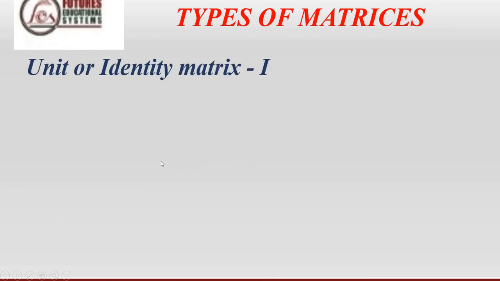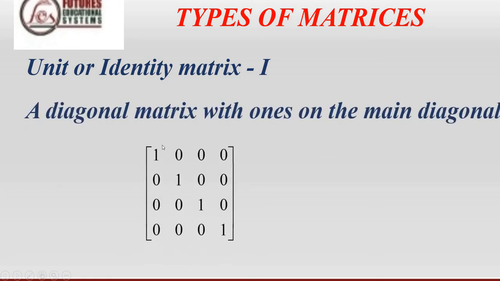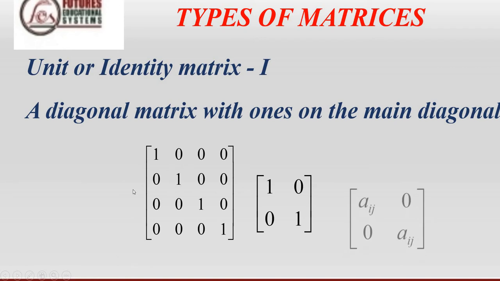Types of matrices. Unit matrix. Here is a sample of a unit matrix. That is the unit matrix or identity matrix. It is a diagonal matrix whose main diagonal consists of 1s and all the other elements are zeros. That's the unit or identity matrix.